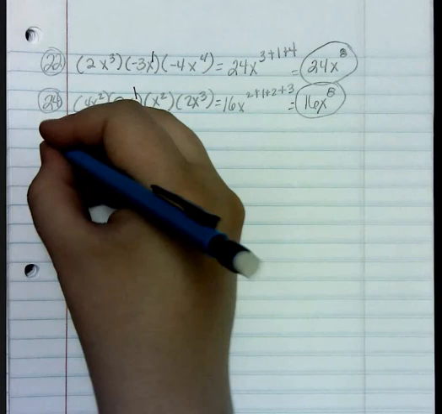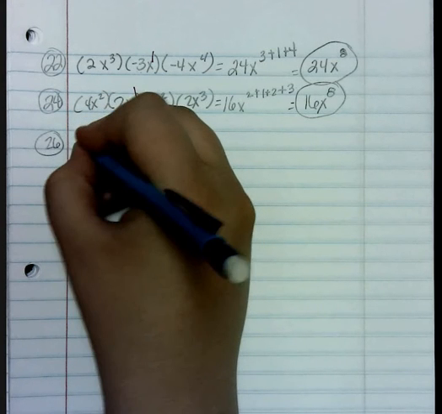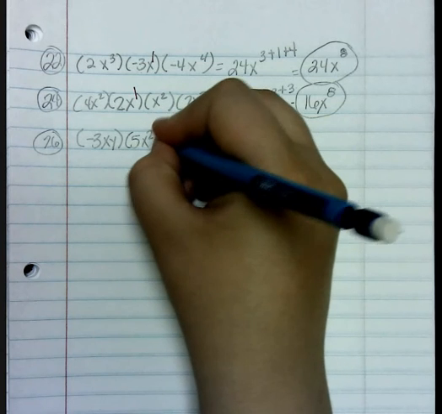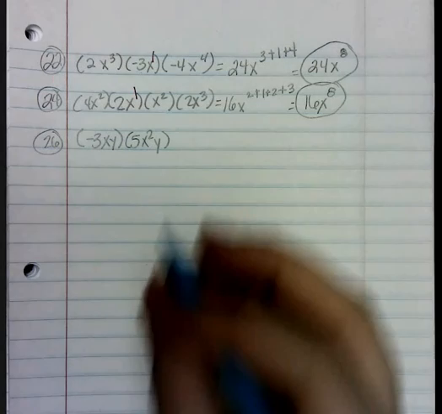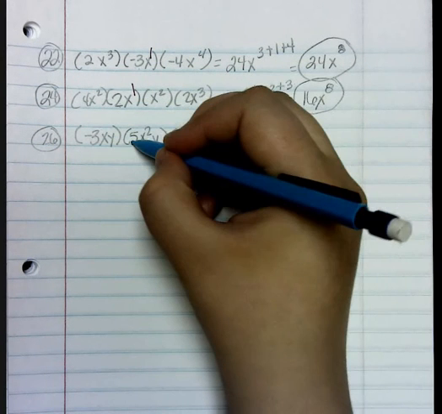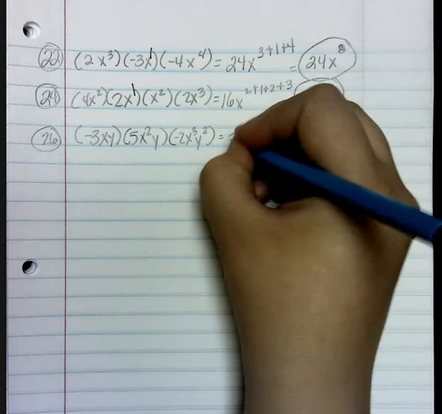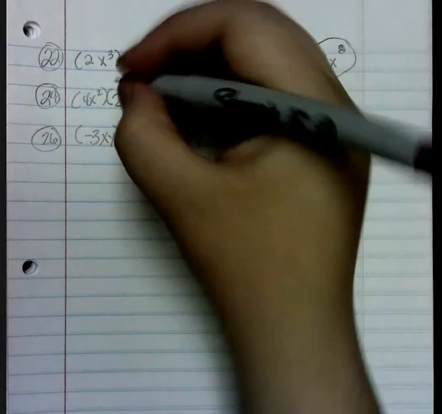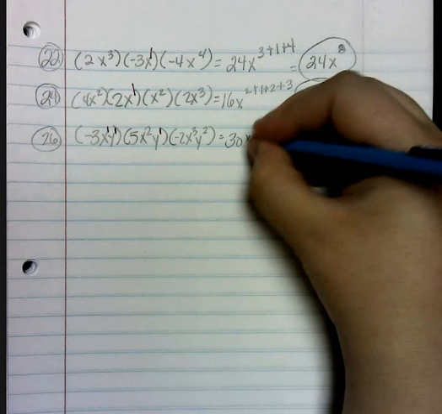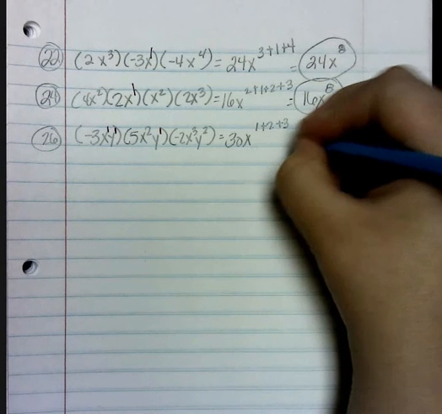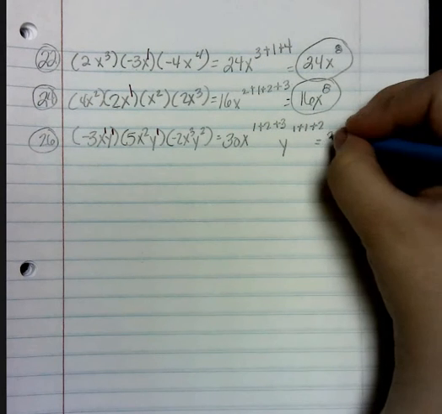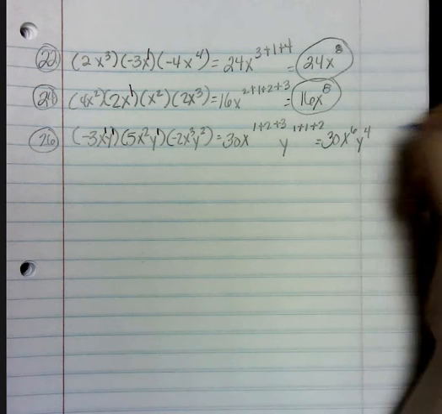Number 26 says I have negative 3xy times 5x squared y times negative 2x cubed y squared. So to multiply my coefficients, I'm going to have negative 3 times 5, which is negative 15. Negative 15 times negative 2 is positive 30. And I'm going to go ahead and write a 1 for my exponent for all of these variables that don't have any exponents written. So I have x to the 1 plus 2 plus 3, y to the 1 plus 2. So that gives us 30, x to the 6th, y to the 4th.